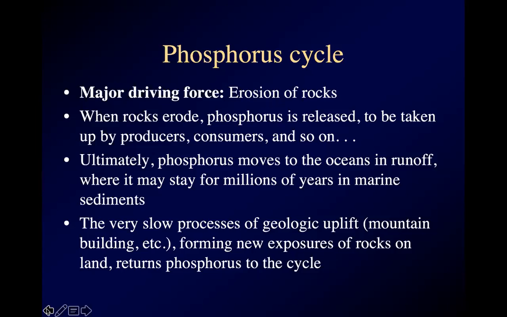Ultimately, given enough time, phosphorus will move out to the oceans, and it may stay there for millions of years as part of the layers of sediment that build up on the bottom of the oceans. Those layers of sediment, given enough time, harden into rock, like the sedimentary rocks that you can see all around Conway, like those rock layers that you see if you take Hogan Road out of town to reach US 64. That's all sedimentary rocks. That's ancient ocean beds. And the very slow processes that lift those up, processes of mountain building that we don't have time to get into here, ultimately form new exposures of rock on land, and that returns phosphorus to the cycle.